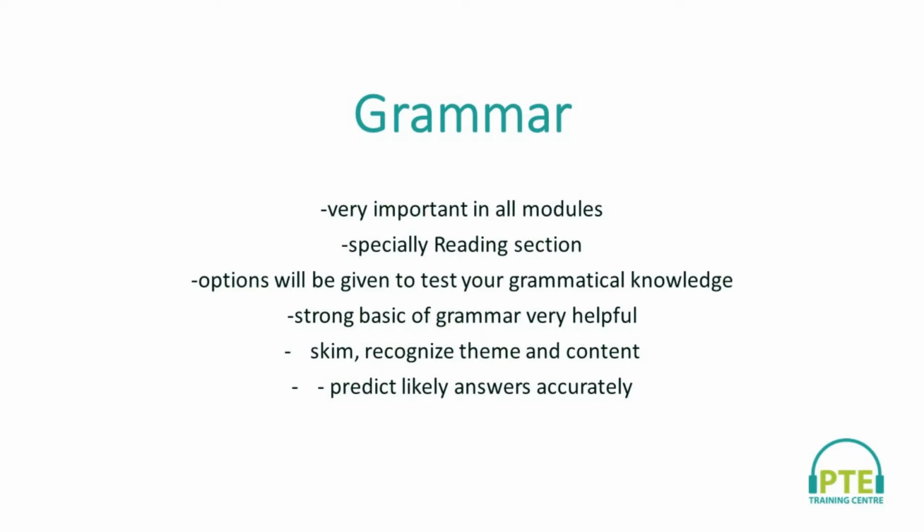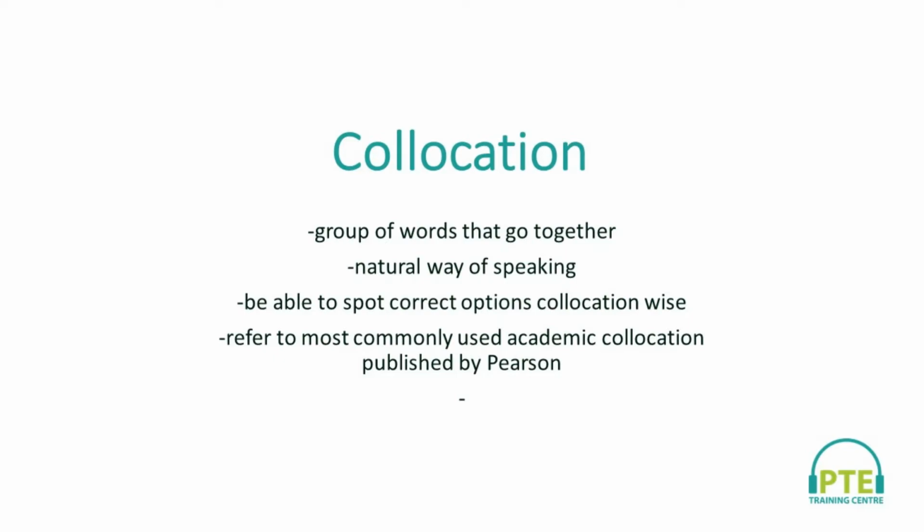Alright, so let's move on to the next slide, which is about collocation. A collocation is a group of words that usually go together. For example, in English, we usually say fast cars or heavy rain, right? It might be grammatically correct to say quick cars, strong rain, or big rain, for instance. They're not grammatically incorrect. But are these the way native speakers speak? They never say quick car or big rain, right? So becoming familiar or being able to spot the right answers collocation-wise will be a decisive factor.